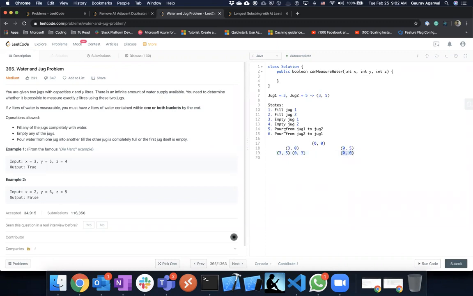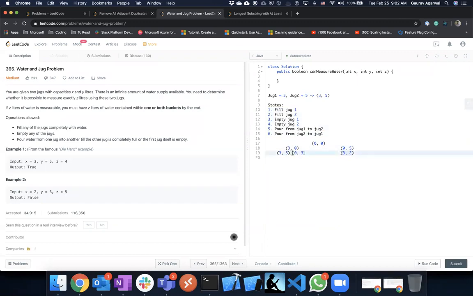We pour from jug 1 to jug 2. Jug 1 has 0 water, so we cannot pour. Pour from jug 2 to jug 1: how much water can jug 1 have? 3. And what's the remaining water? 2. So out of these 6 operations from 0 5, we can only reach this one state, right?